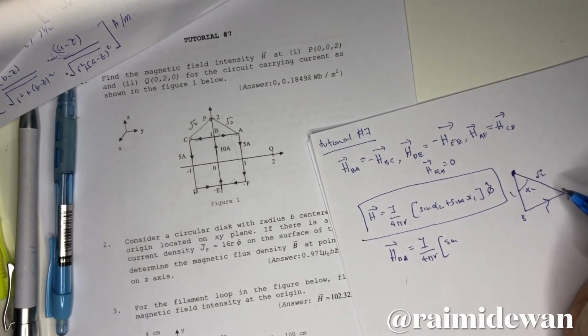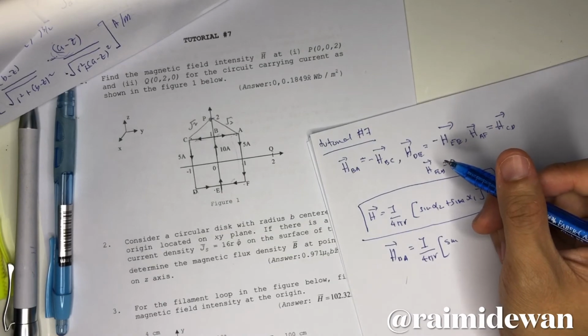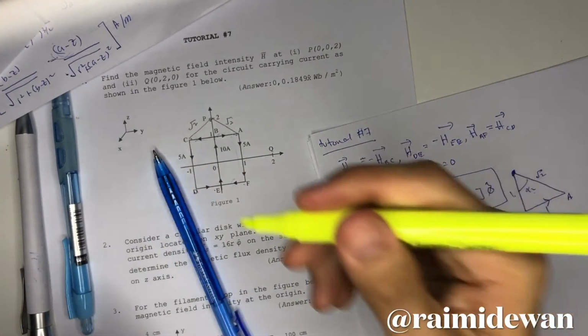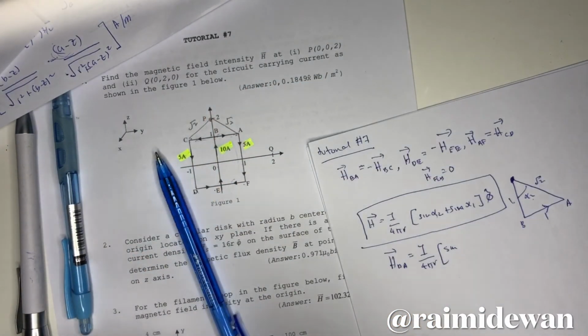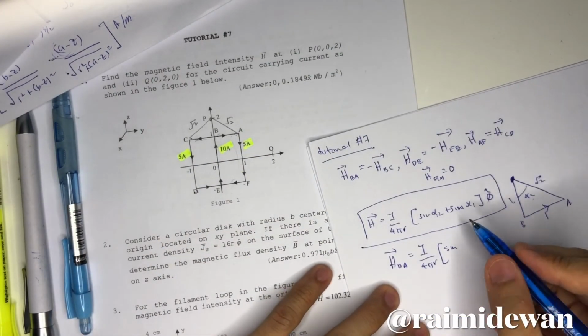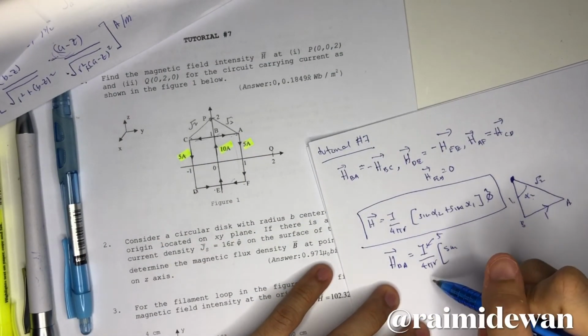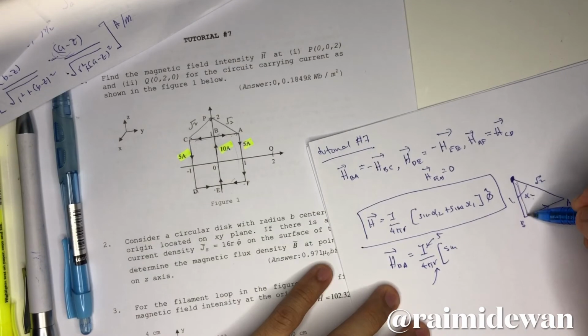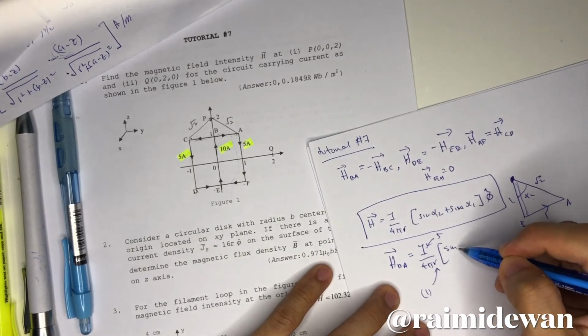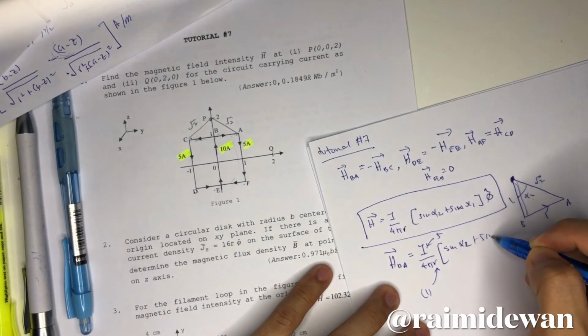I'm not sure why this question didn't provide us with current. Oh, okay, there is current. Sorry, I didn't really look at this. This one is your 5. And this is your R, the distance from the sampling point to this, which is actually your 1. Then you have sine alpha 2 plus sine alpha 1.